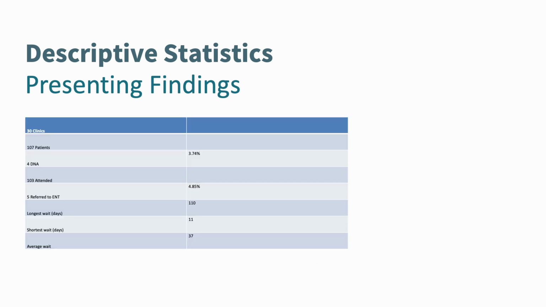So here's a table. Again, this is from vestibular clinics, I think. You've got 30 clinics. Out of those 30 clinics, you had 107 patients, 4 DNA'd. The percentage of that is 3.74, 103 attended, 5 were referred to ENT, so 4.8%. The longest wait was 110 days and the shortest wait was 11, so your average wait is about 37 days. So you can present it like that.